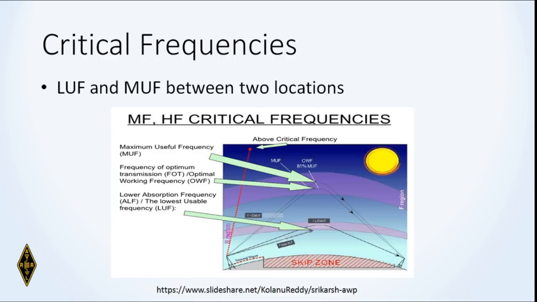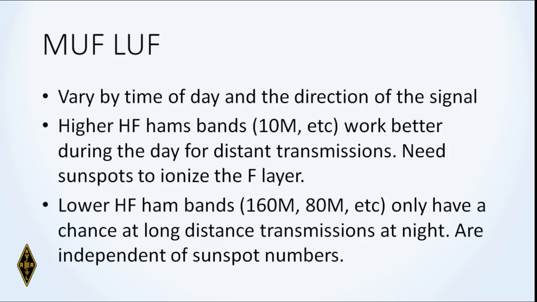And these are calculated based on where you want to transmit to. They're from point to point. So let's say between here and Bangkok, Thailand. We can calculate what is the MUF and what is the LUF, and we can put our signal really close up to the MUF, but not too high up, and that's where the most power efficiency is going to be for a signal to get from one location to another.